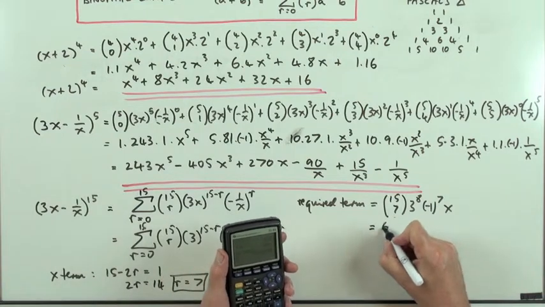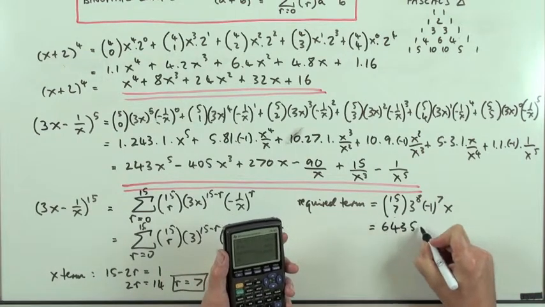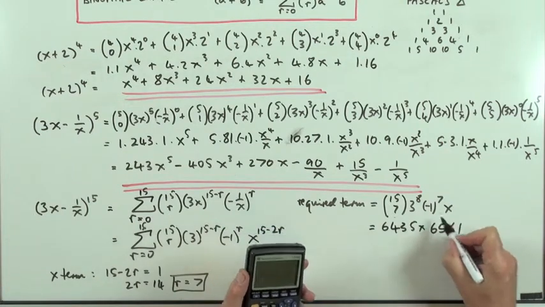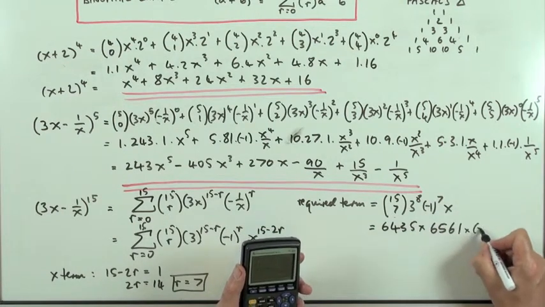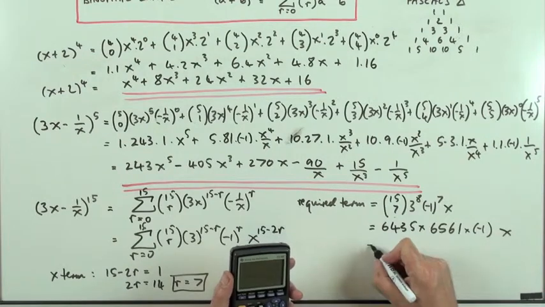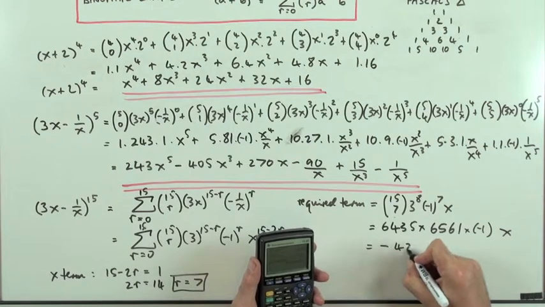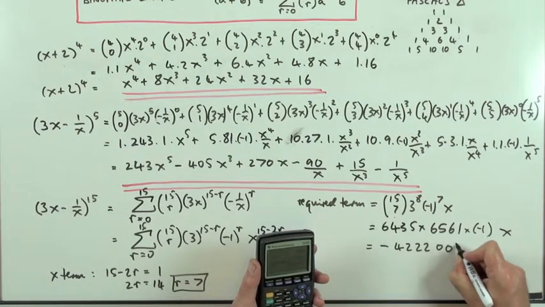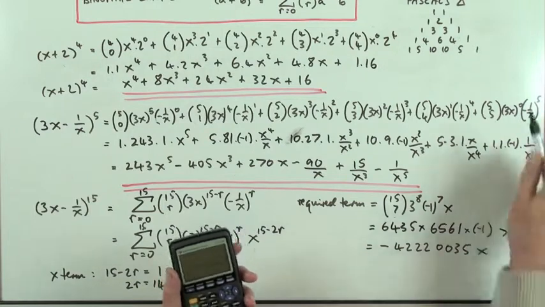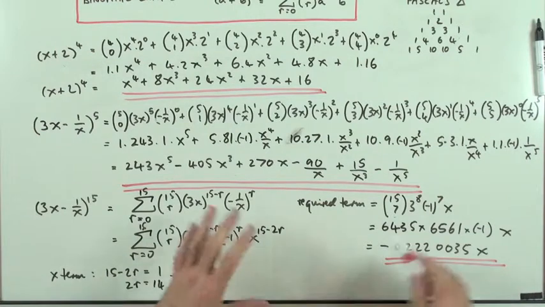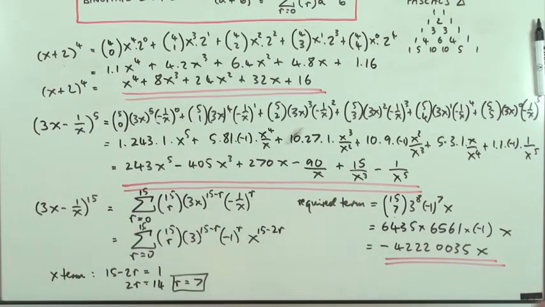So that part comes to 6435, 3 to the power 8, 6561, negative 1 to the 7 is just negative 1, and that's overall times x. So the whole thing's negative. Multiplying them together, that's 42222035x. So the required term, the term in x, would be that one, without having to bother about any of the ones before it or any of the ones after it, if you just want to identify a particular term.